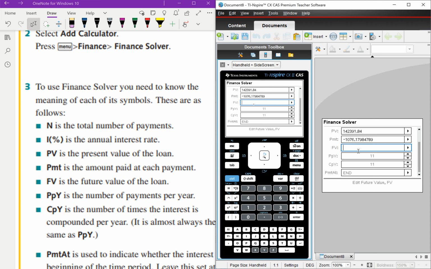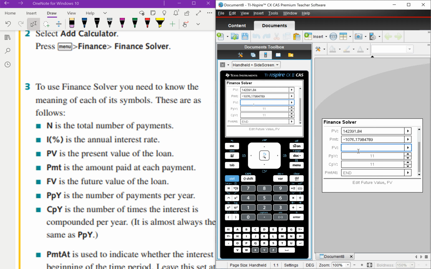FV is your future value. So what does future value mean? If you borrow $10,000 and you pay back, I don't know, $50 every month, and you want to know when it will be after, I don't know, 5 months, what's the future value of that? How much have you owed? The calculator can calculate that for you.